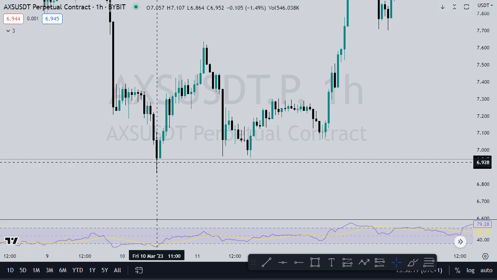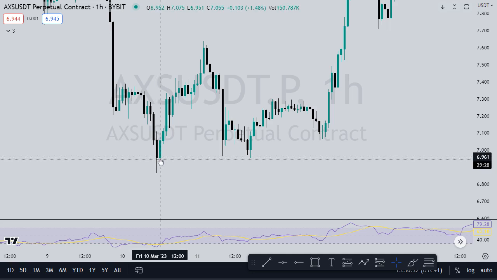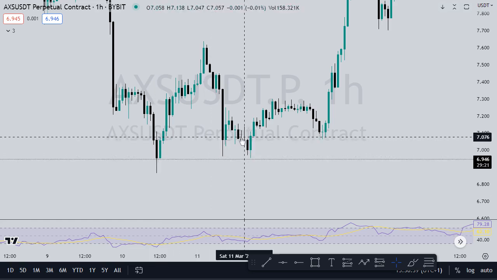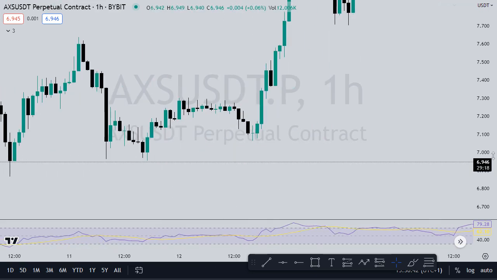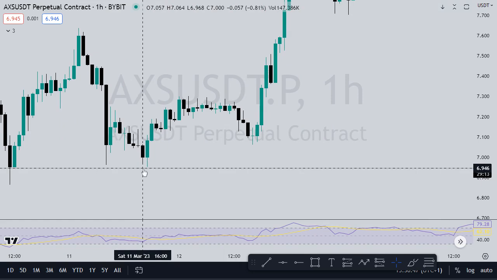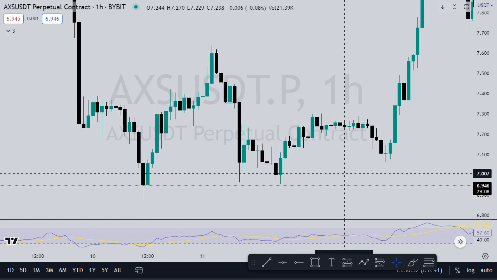Remember that a Harami pattern is similar to an engulfing pattern, but the difference is the candle that is being enclosed. Okay, the Harami is different from the engulfing pattern because the last candle is being engulfed by the previous candle. But in an engulfing pattern like this one that you see right here, the last candle engulfs the first candle. So that is the difference between the Harami or inside bar and the engulfing pattern.